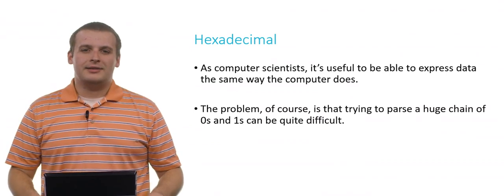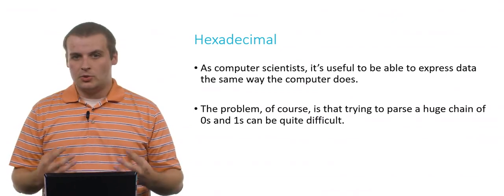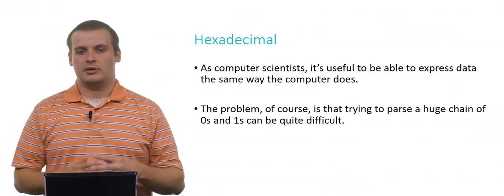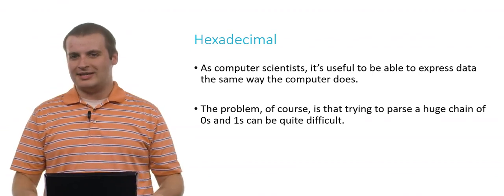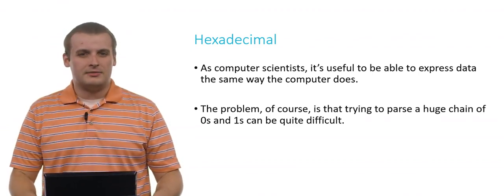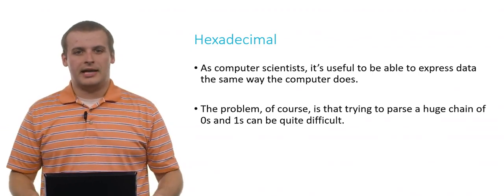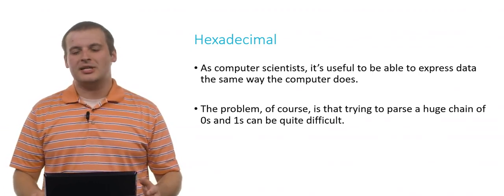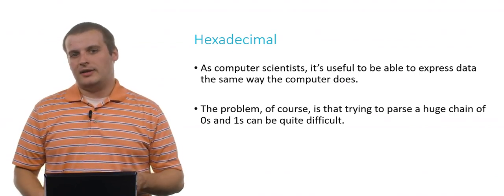Here's the thing, though. Those zeros and ones, especially if we're being computer scientists and we're doing a lot of programming and we're working with computers, we're going to be seeing a lot of binary numbers. And those zeros and ones in large chains can be very difficult to parse, right? We can't just look at a string of zeros and ones and necessarily know exactly what it is. But it's still useful to be able to express data in the same way that a computer does.